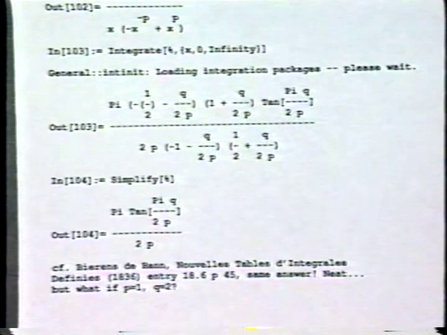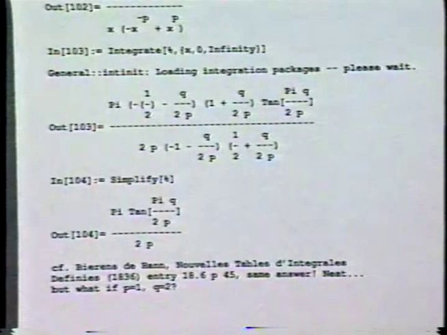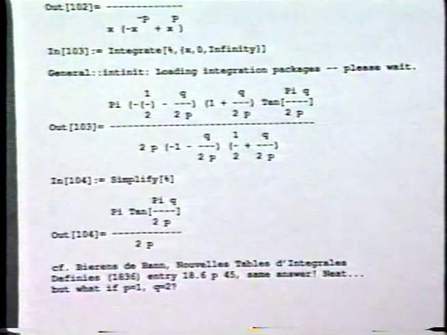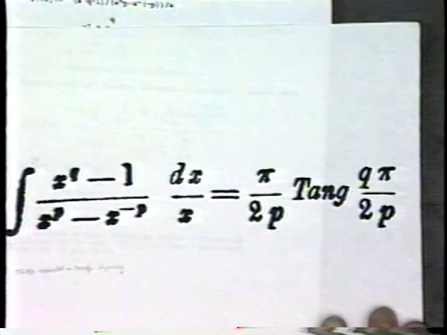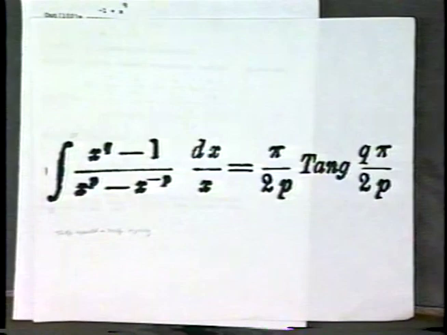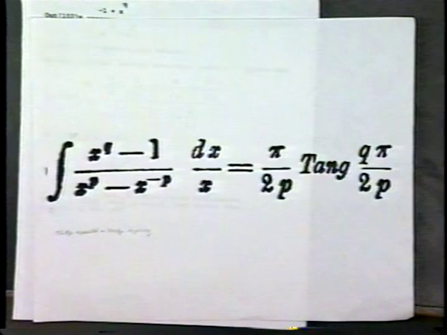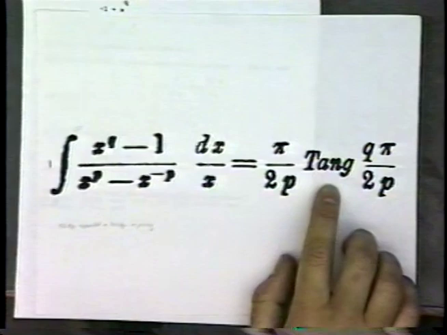Maple gets this answer, Maxima gets this answer, although Maxima asks a question about some relevant characteristics. The answer is wrong. It's been wrong at least since 1836. This is actually a scanned-in image from the 1836 Table of Integrals. It's actually in French, the title is Nouvelle Table d'Intégrales Définies. Bierens de Haan was the principal author of this in 1836. That's tangent, but everything else is the same.